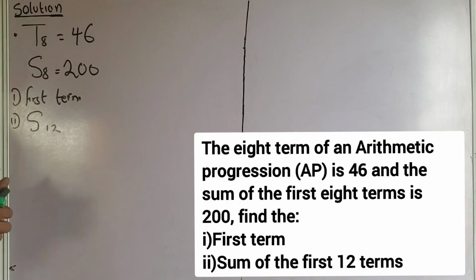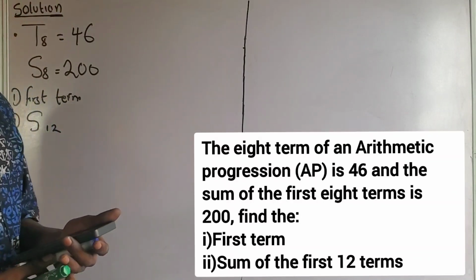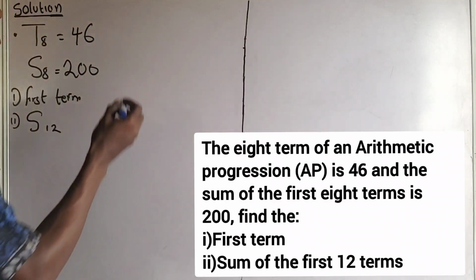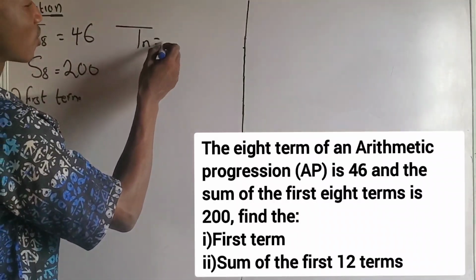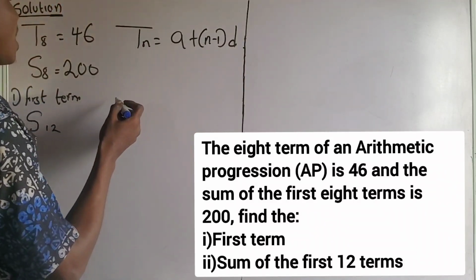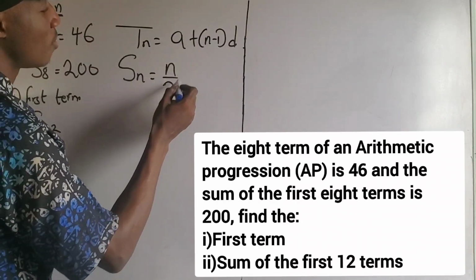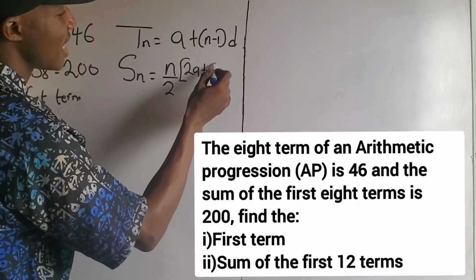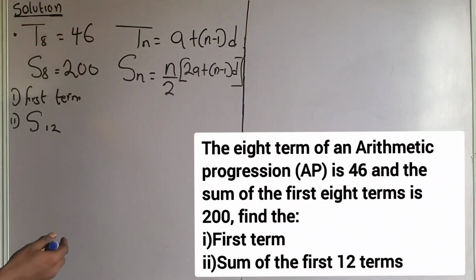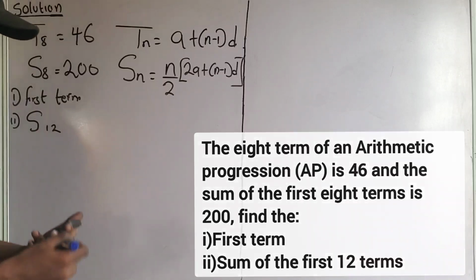Now, please listen to me. An arithmetic progression is a sequence that differs by a constant common difference, and the nth term of an arithmetic progression is given by this formula: Tn equals a plus n minus 1 multiplied by d, and the sum of the nth term is Sn equals n over 2 multiplied by 2a plus n minus 1 multiplied by d. With this formula, we can easily find what we are asked to calculate.